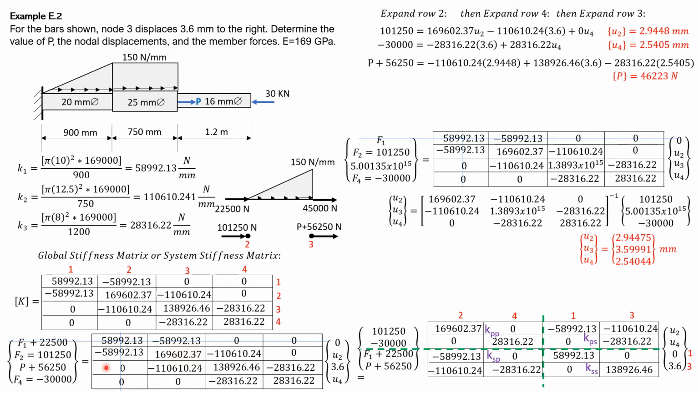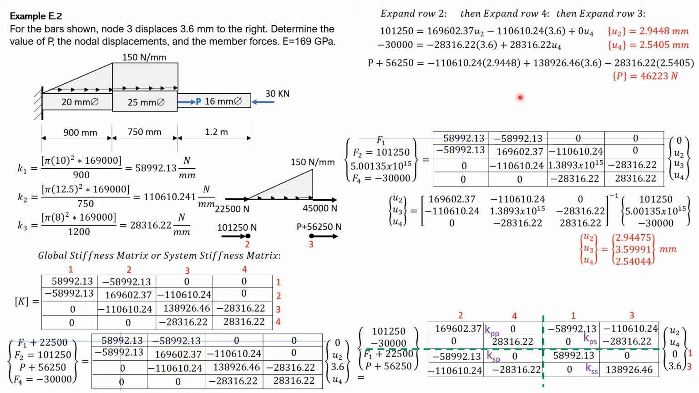Then after that, we expand row 3 because we already know U2 and U4. So expanding row 3, we have P plus 56,250 equals negative 110,610.24 times U2, which is 2.9448, plus this stiffness times 3.6, then minus 28,316.22 times U4, and we already know U4. So that's why we get P equals 46,223 newtons.